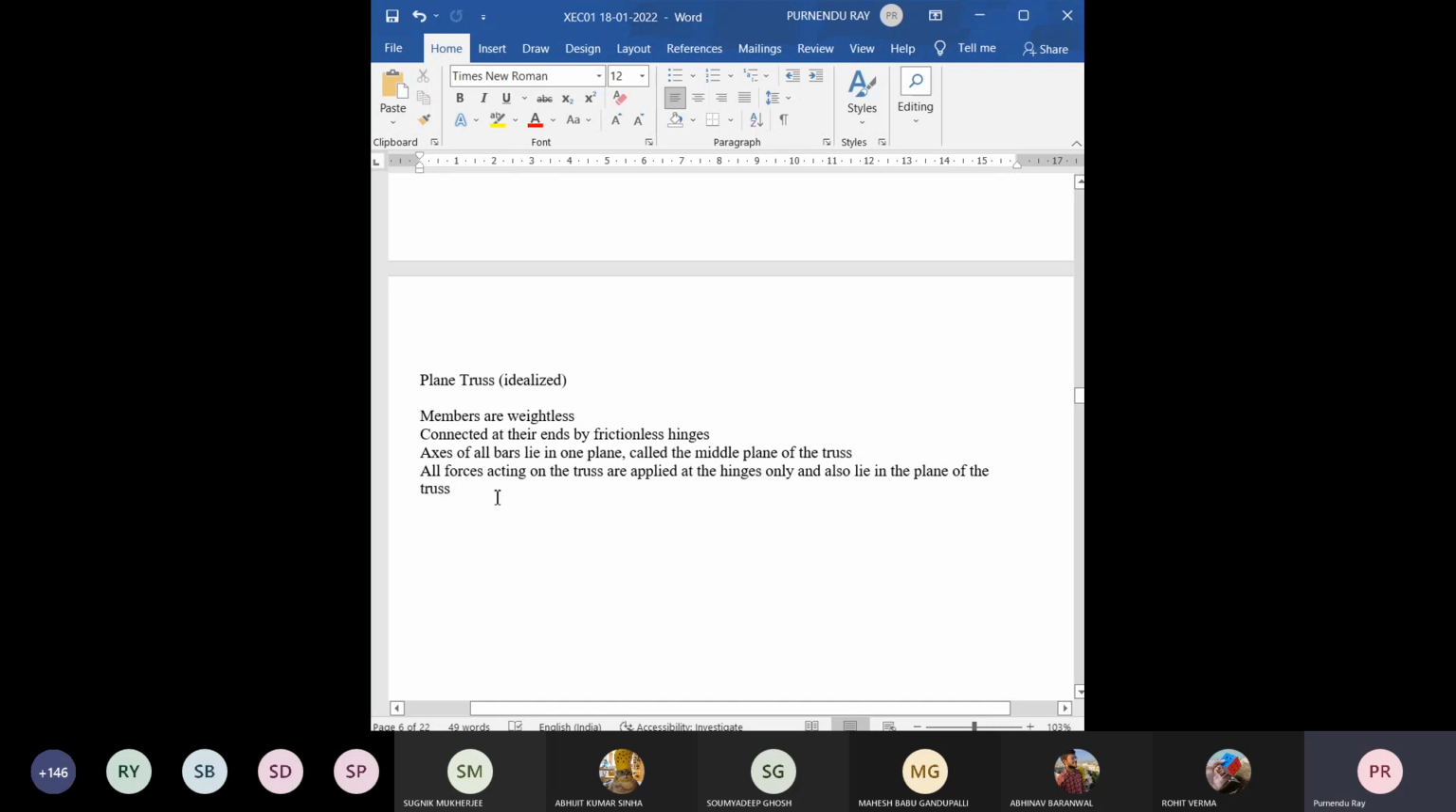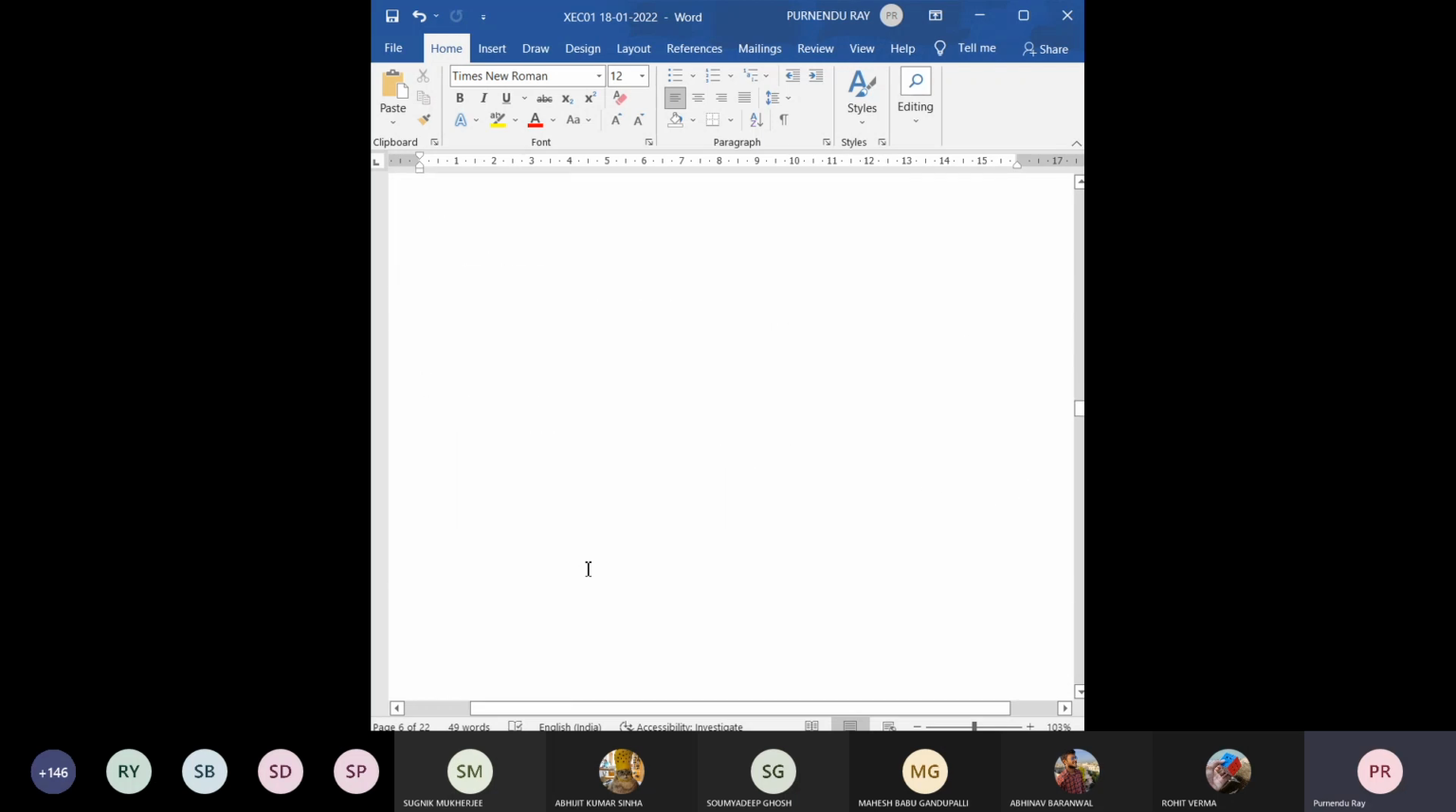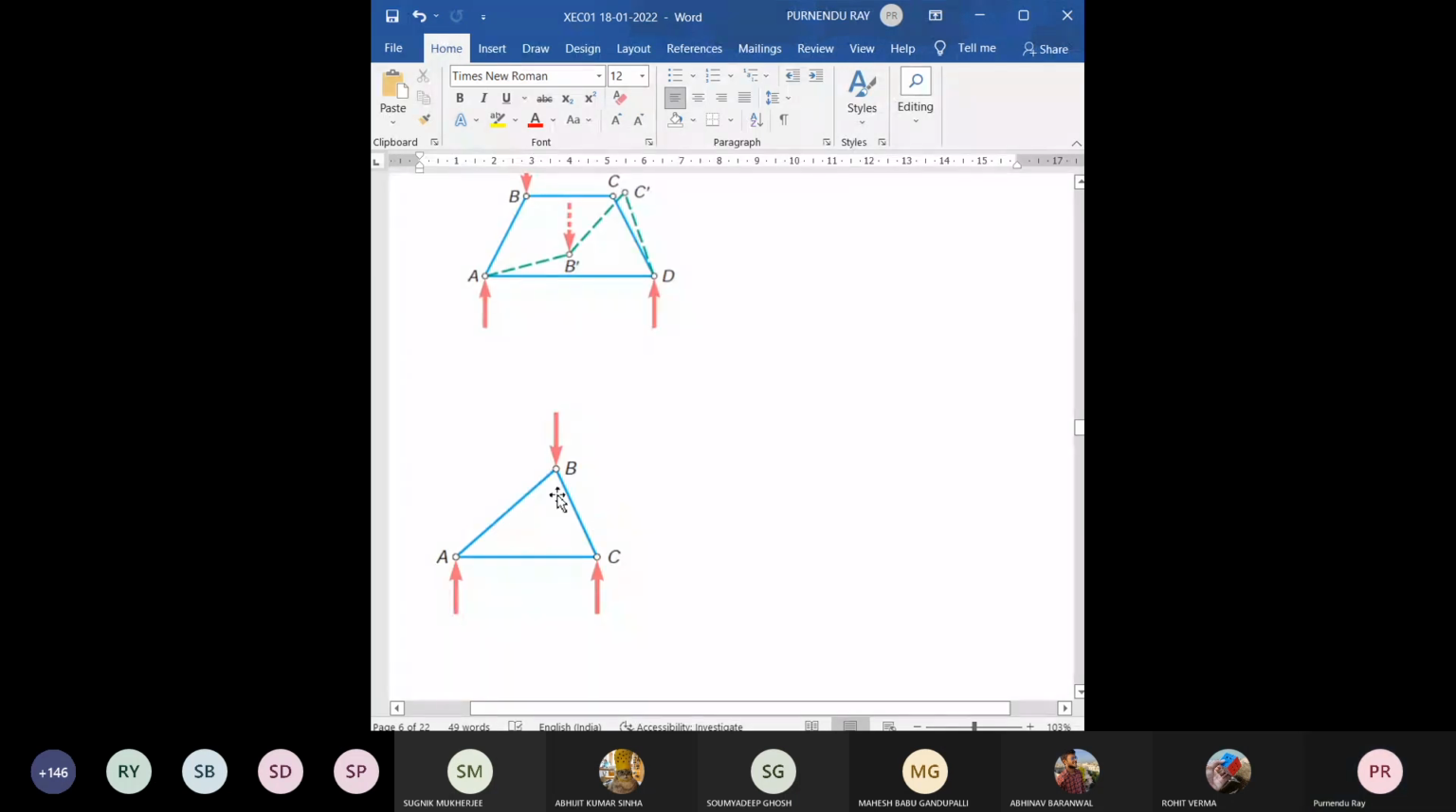All forces acting on the truss are applied at the hinges only and also lie in the plane of the truss. It's not that you apply some force perpendicular to this plane acting at this hinge. It will just simply tumble it laterally. But the forces are in that plane which contains these members.